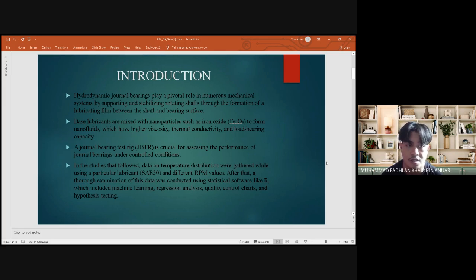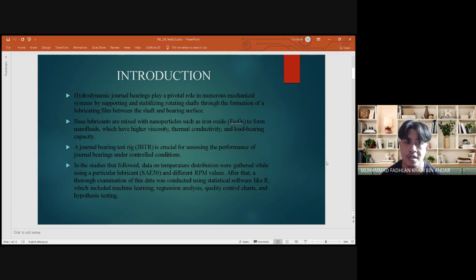A journal bearing test rig is crucial for assessing the performance of journal bearings under controlled conditions. The space between the shaft and bearing was filled with various lubricants, including both conventional and nanoparticle enhanced fluids, to examine the temperature distribution under the different operating conditions.